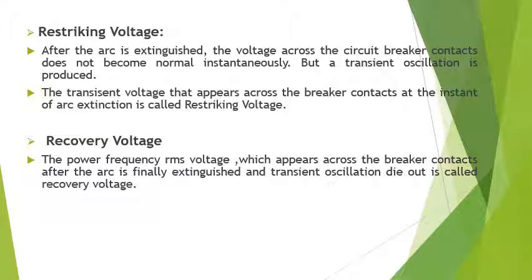So this is the definition. After the arc is extinguished, the voltage across the circuit breaker contacts does not normally become normal instantaneously, but a transient oscillation is produced. The transient voltage that appears across the breaker contacts at the instant of arc extinction is called the restriking voltage. The power frequency RMS voltage that appears across the breaker contacts after the arc is finally extinguished and the transient oscillation dies out is called the recovery voltage. That is what was discussed in the previous figure.